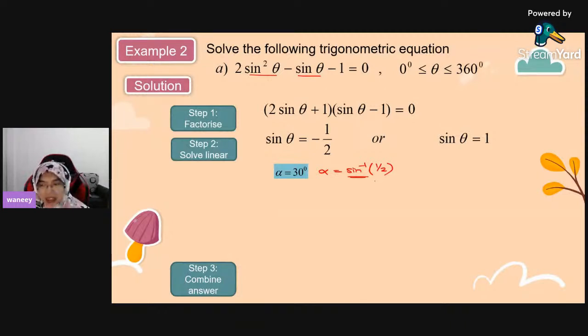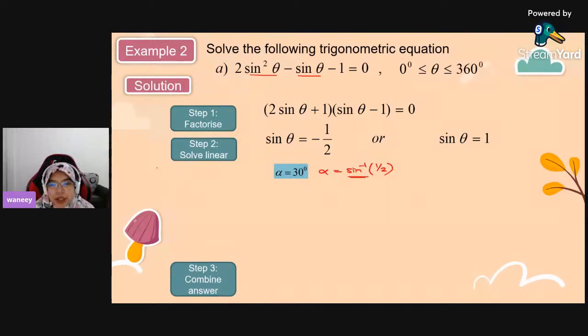Arc sine, arc cos, arc tangent. So you can actually use shift and then sine to get arc sine, shift and cos to get arc cos, shift and tangent to get arc tangent. Okay, so make sure to know how to use your calculator, okay? Alright, so since the theta is in degree, that's the reason why my alpha is also in degree. So alpha is equal to 30 degrees.